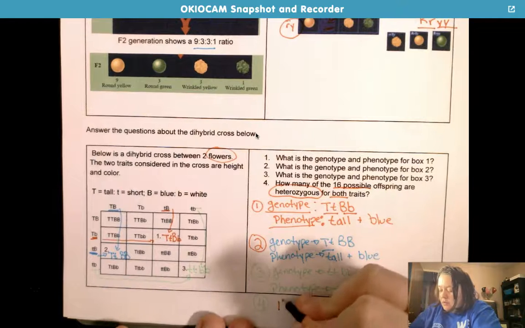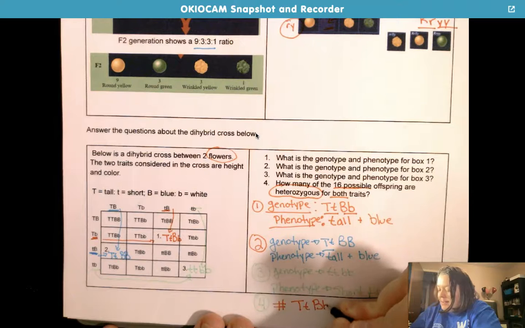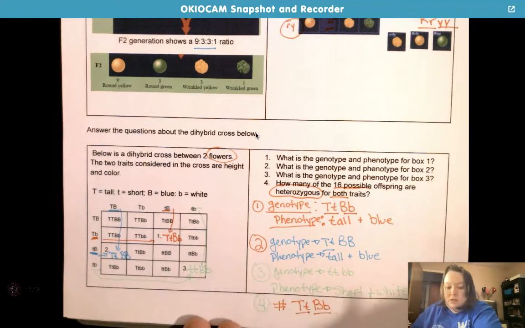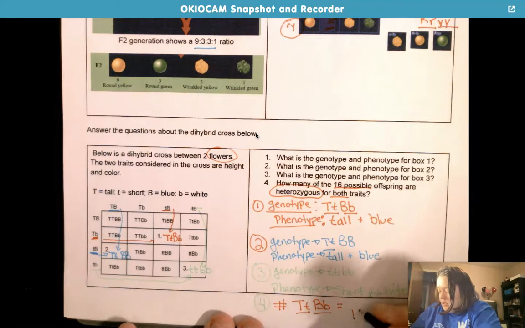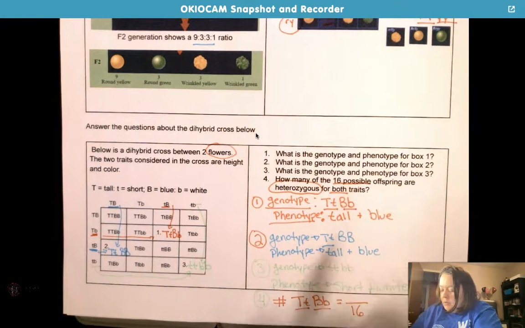Heterozygous for both traits. It's asking how many are big T, small t, big B, little b. That's 100% heterozygous: heterozygous for T and heterozygous for B. Conveniently, it also told us there's 16 total. So all I have to do is count up how many are big T, small t, big B, little b.